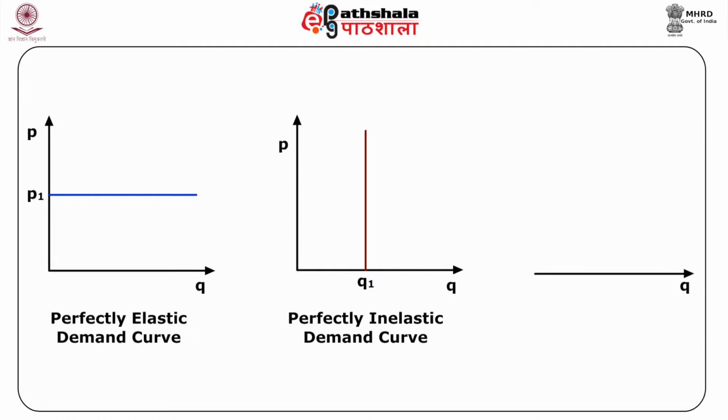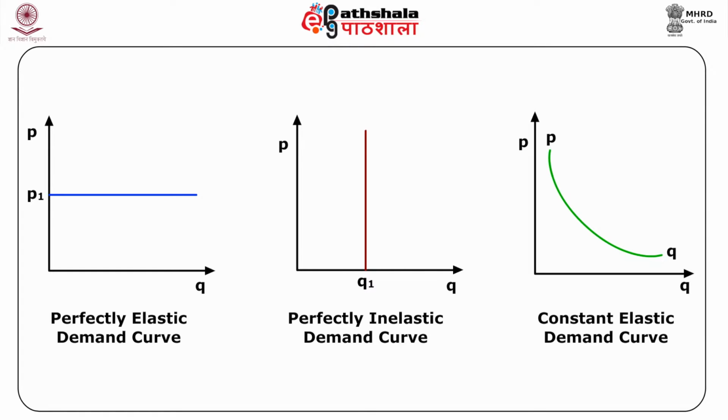There are certain non-linear demand curves along which elasticity is constant. One example of this is a demand curve that is a rectangular hyperbola, which has unit elasticity all along the curve, as shown in figure 4. Such curves are called constant elasticity demand curves.